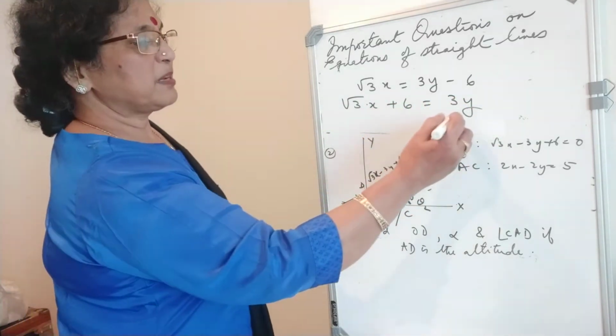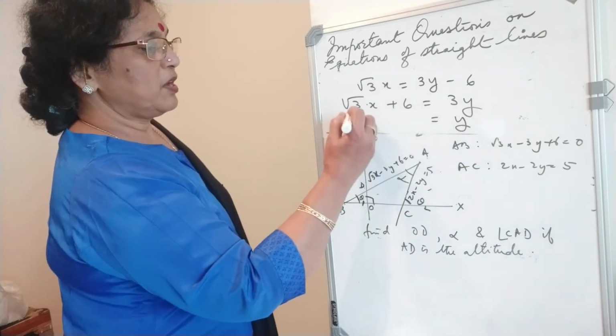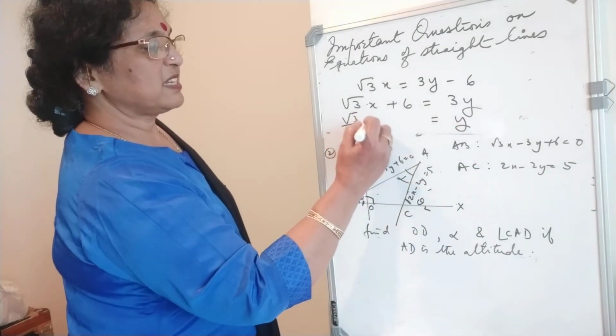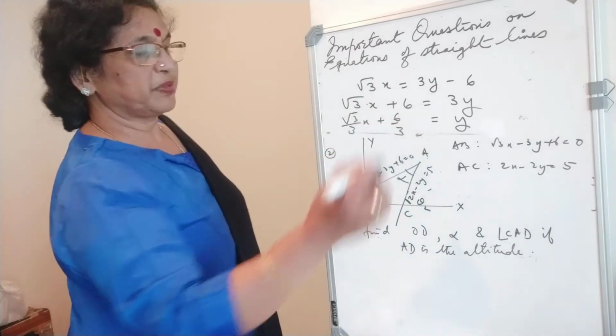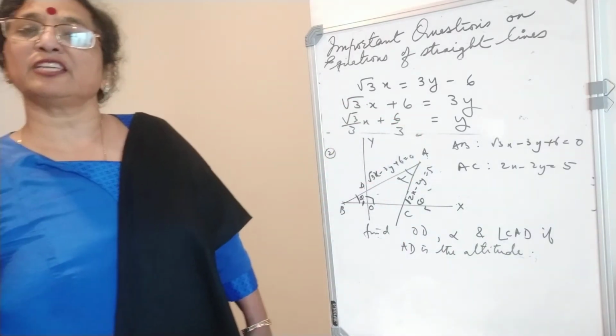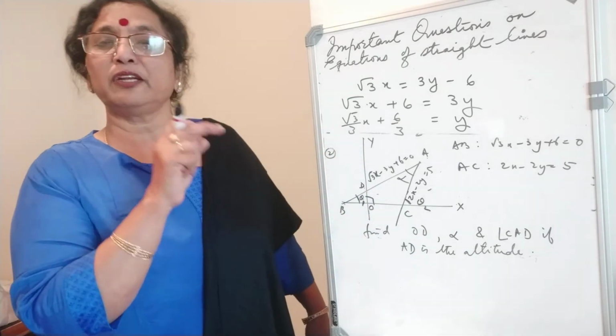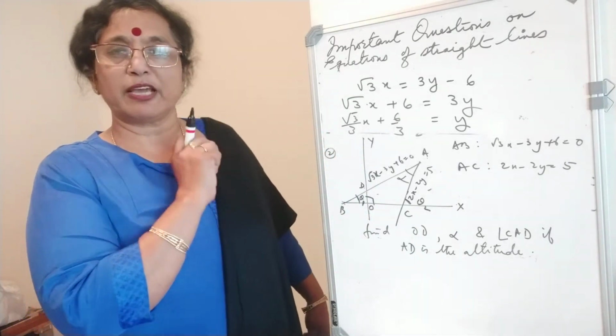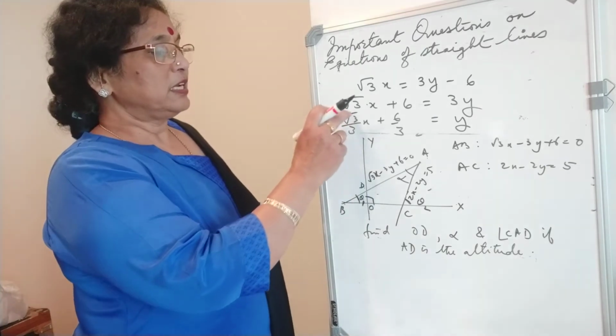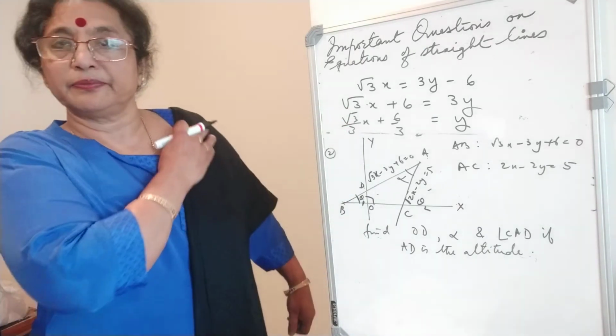So I make y the subject of the formula to get the slope: root 3 by 3 x plus 6 by 3. What is root 3 by 3? It is 1 by root 3. How? 3 can be written as root 3 into root 3. So 1 by root 3. Or in division, powers are subtracted, right?